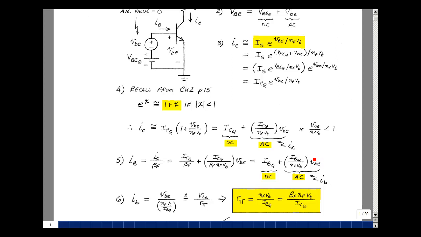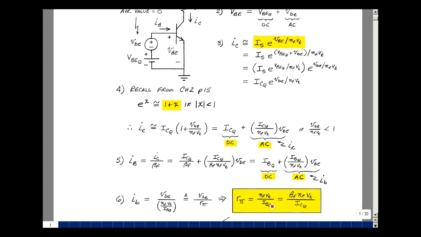You take this and write it the following way. In other words, take this value here. I'll call it little i sub little b. Then write this as 1 over 1 over, dividing it by η_F V sub T over I sub BQ. This looks like Ohm's law. The AC base current is related to the AC base emitter voltage divided by a constant. I'll call that r pi. r pi then is equal to this expression, η_F V sub T over I sub BQ.